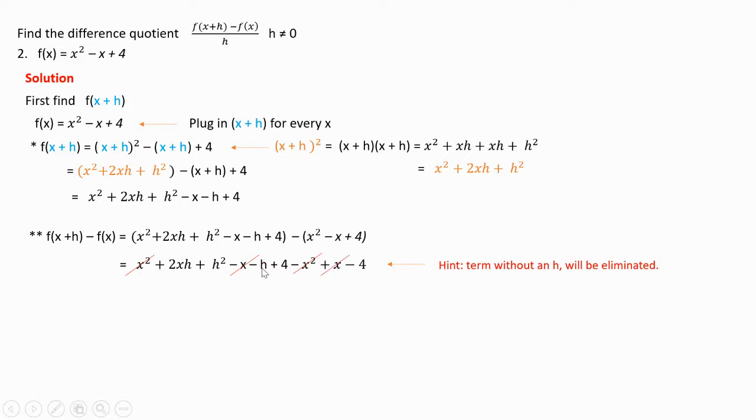Does negative h have an h in the term? Yes, it does, so it stays. Does 4 have an h? No. So somewhere there's going to be a negative 4, and there it is. They cancel. So what's left is every term that has an h.